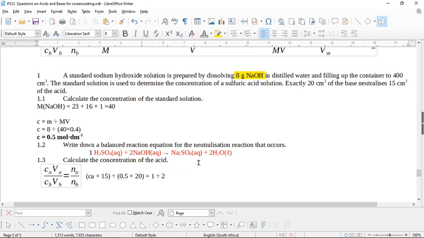So if you multiply all of this out, you should end up with a concentration of the acid equal to 0.33 moles per cubic decimeter. Because the other concentration that we put in the formula is in moles per cubic decimeter, these two will be the same units in the final answer. So you should end up with 0.33 moles per cubic decimeter.